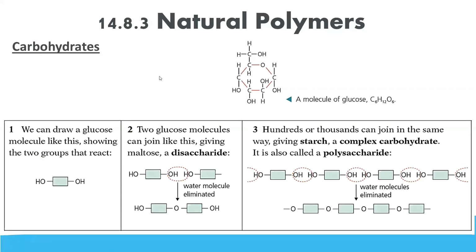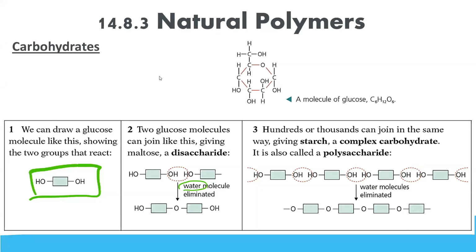So we can draw the glucose molecule as shown here, and then we can draw another glucose molecule like that. And just like we mentioned previously in condensation polymerization, we take OH from one molecule and H from another molecule to eliminate water. And we go on adding like that according to the question.